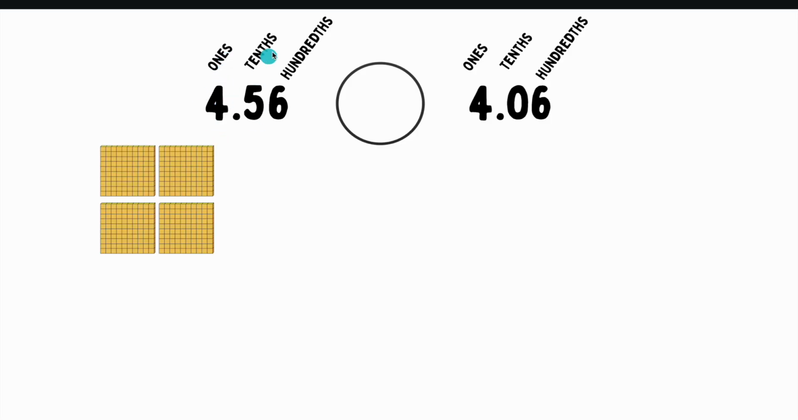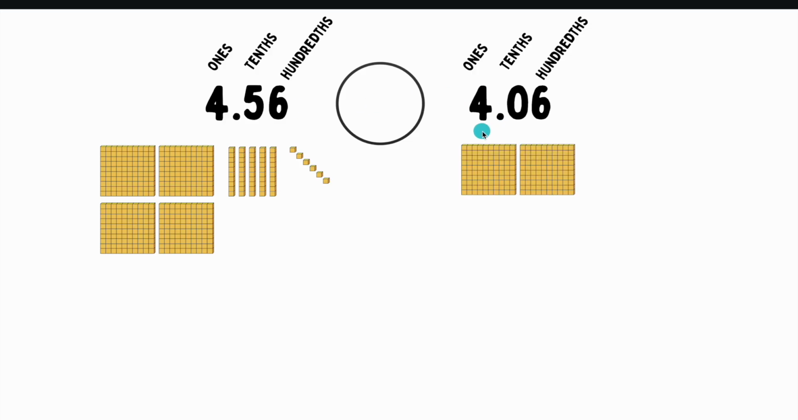We have 4 ones. In the tenths place, we have 5 tenths. 1, 2, 3, 4, 5. 5 tenths. In the hundredths place, we have 6 hundredths. 1, 2, 3, 4, 5, 6. Here we have 4 ones, 0 tenths, and 6 hundredths. We notice that they both have 4 ones.